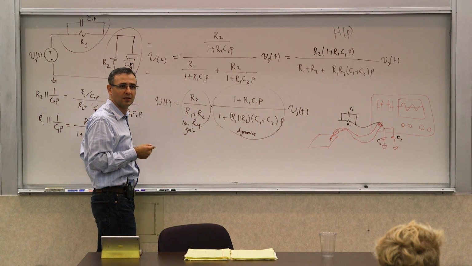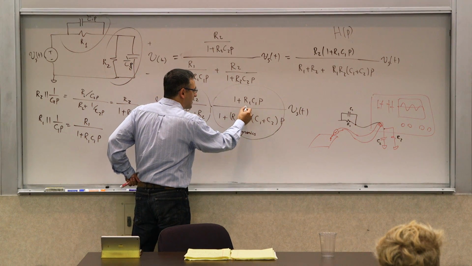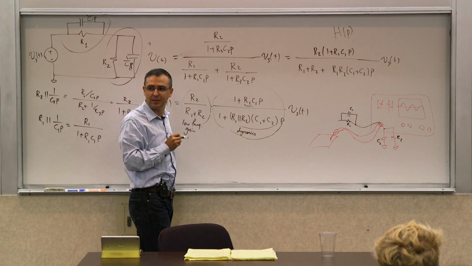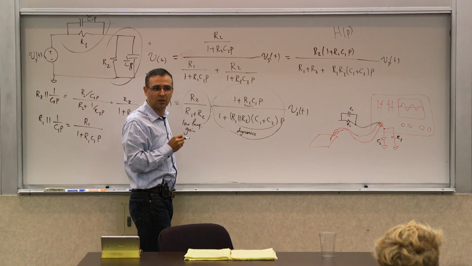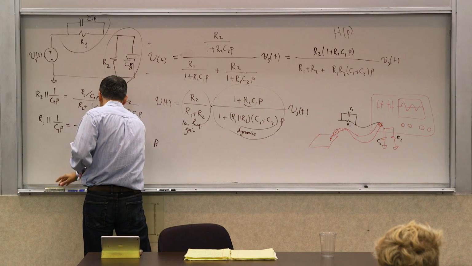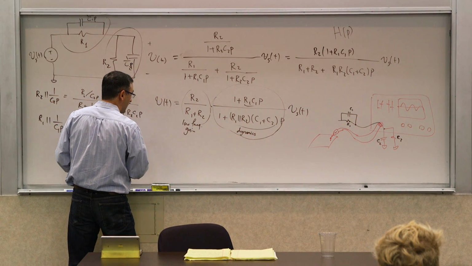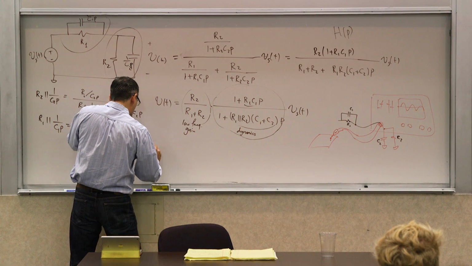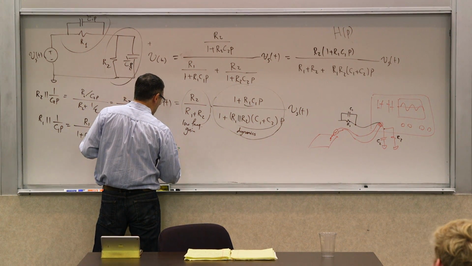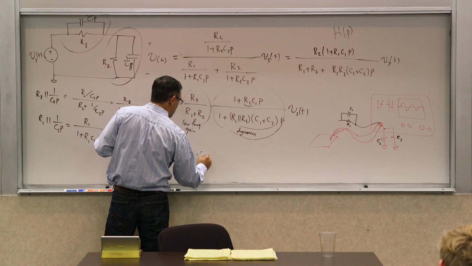Well, for this to become 1, what do we need to have? We need to have this being equal to that. Because then the numerator and denominator will be equal, they will cancel each other. Right? See if we can enforce that condition. So we are saying what we want is for R1 C1 to become equal to R1 R2 over R1 plus R2 times C1 plus C2. Right?